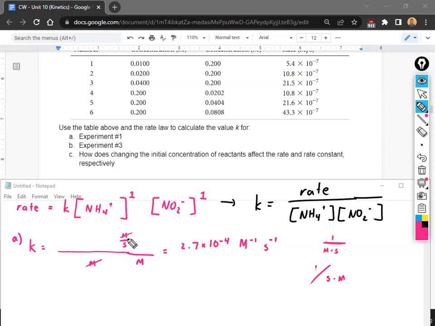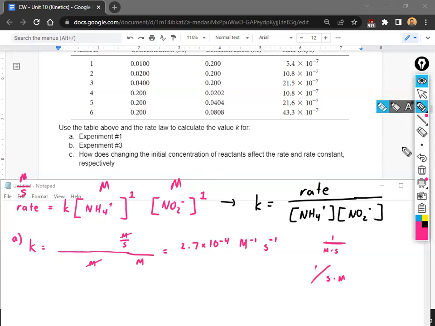So what does that mean? It's kind of hard to visualize, and that's why it's a rate constant. It's just a constant that helps us balance out this reaction. It's what allows us to take molarity here and make sure that it's equal to molarity per second. It's basically a way of balancing out the units. Any other questions about that one?